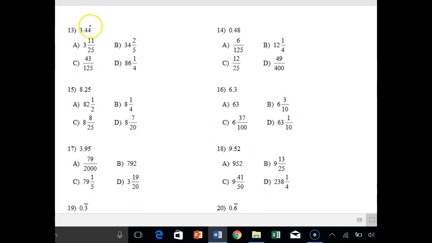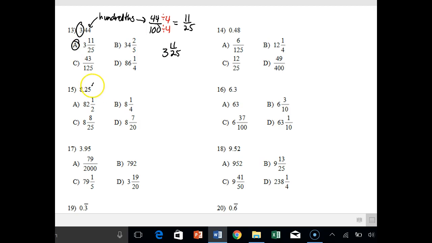Number 13. The 4 is in the hundredths place value. So you're going to have 44 over 100. I can divide both of those by 4 and I get 11 over 25. Don't forget your whole number, so it's 3 and 11 over 25, and it's A.